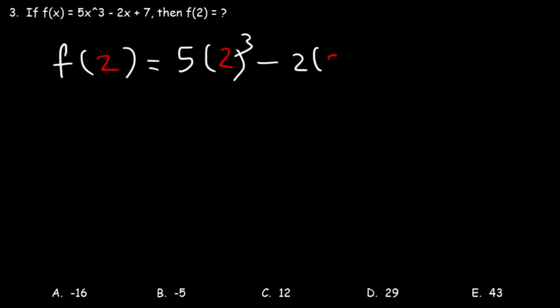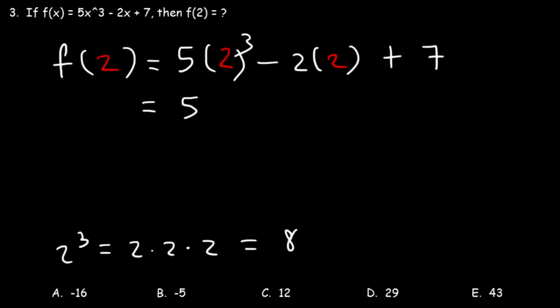Number 3. If f of x is equal to 5x cubed minus 2x plus 7, then f of 2 is equal to what? Well, all we got to do in this problem to find the answer is replace x with 2 and simply find the value of the expression. So it's going to be 5 times 2 raised to the third power minus 2 times 2 and then plus 7. So what's 2 raised to the third power? 2 raised to the third power is basically you're multiplying 3 2's together. 2 times 2 times 2 is 8.